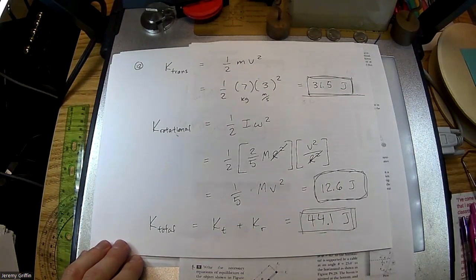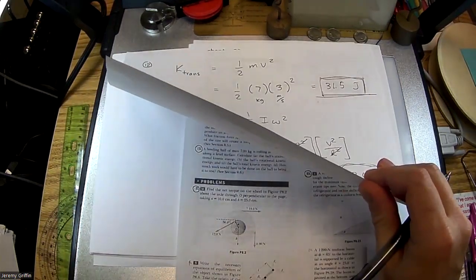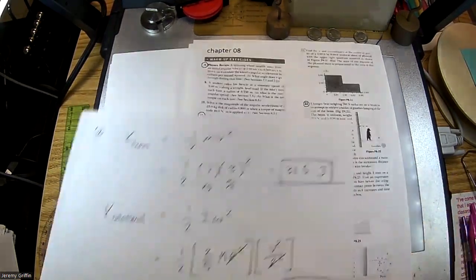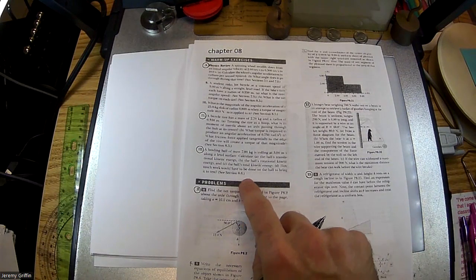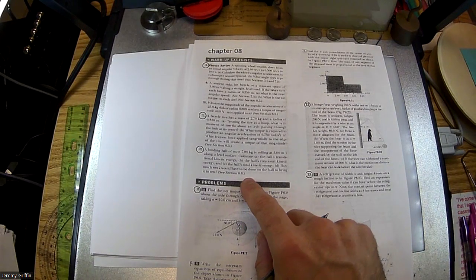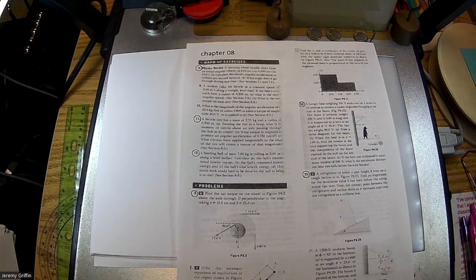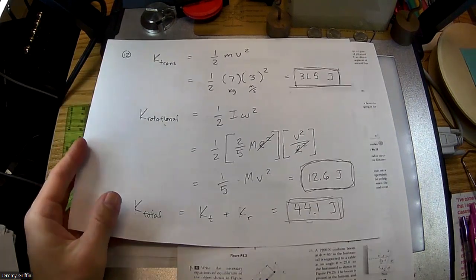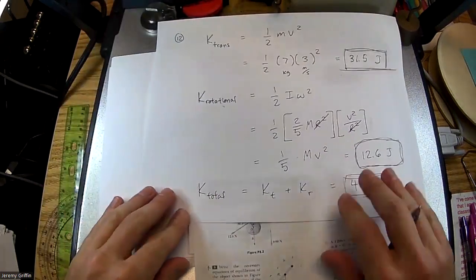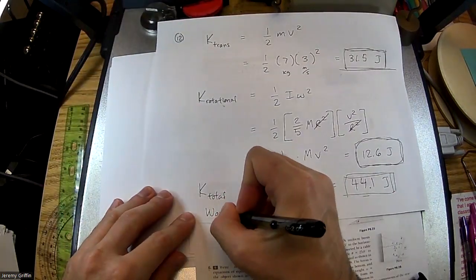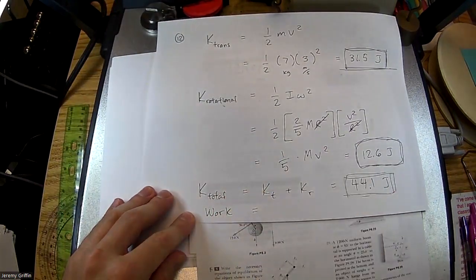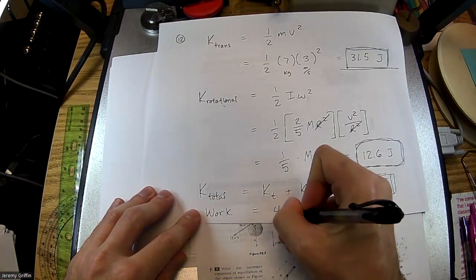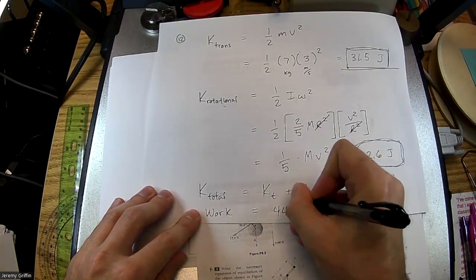And then there's a question D. How much work to bring the ball to rest? Let's say it's headed straight towards you and you've got to push on it to bring it to a stop. Guys, how much work to bring it to a rest? Yeah, 44.1 joules.